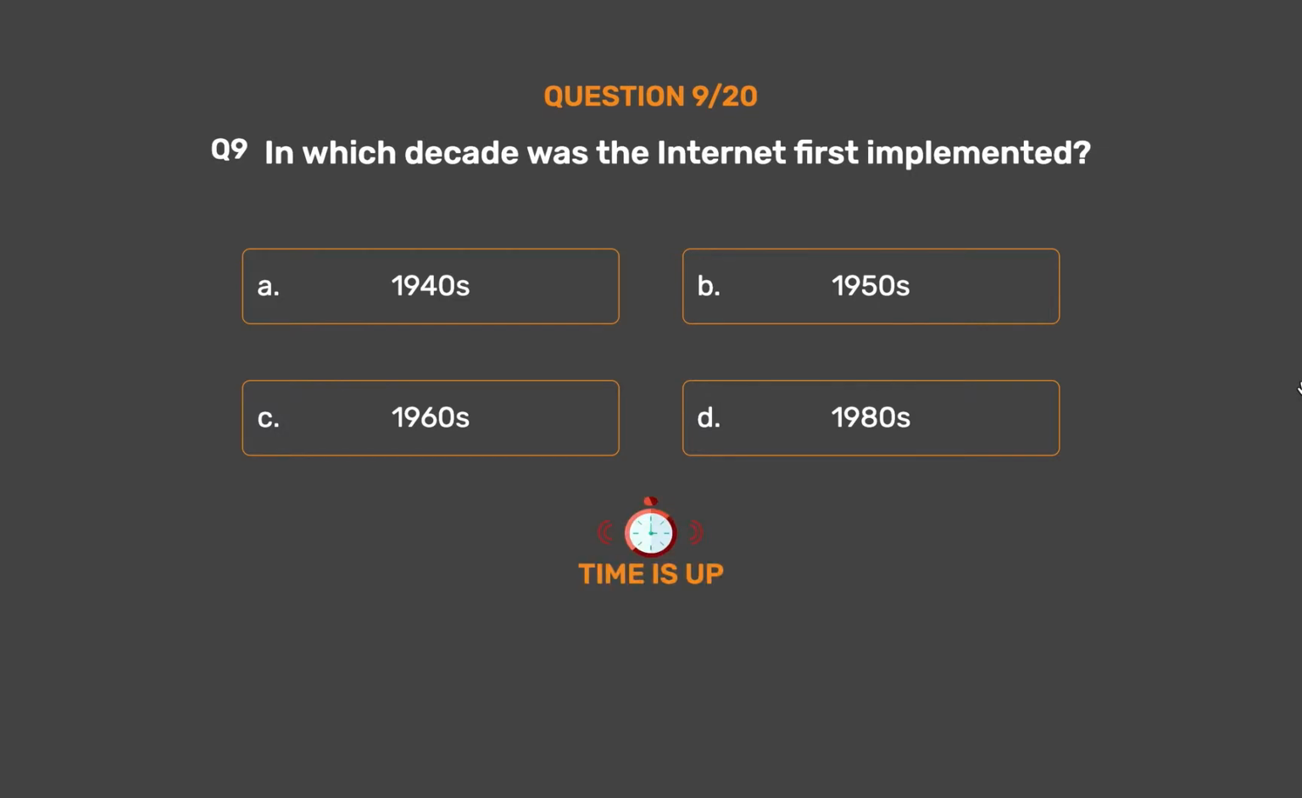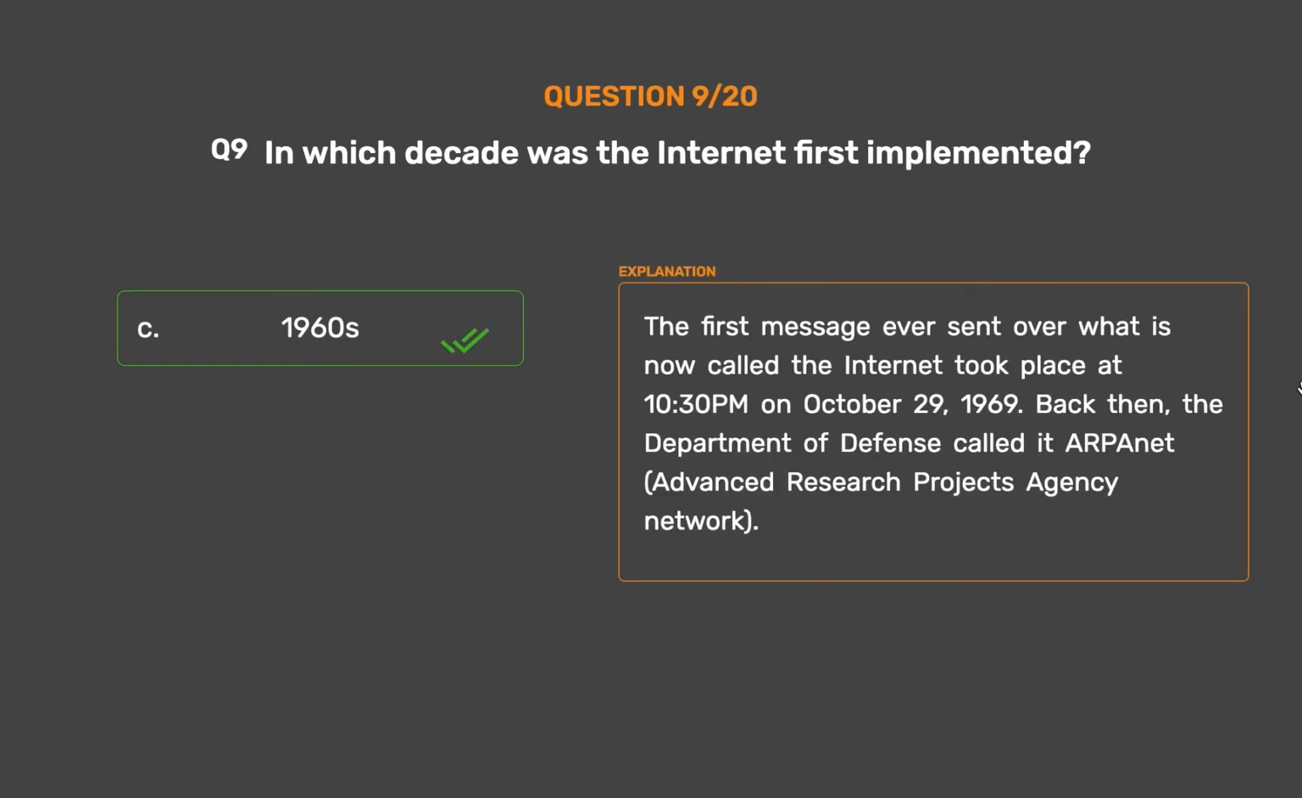The correct answer is option C, 1960s. The first message ever sent over what is now called the Internet took place at 10:30 p.m. on October 29, 1969. Back then, the Department of Defense called it ARPANET, Advanced Research Projects Agency Network.